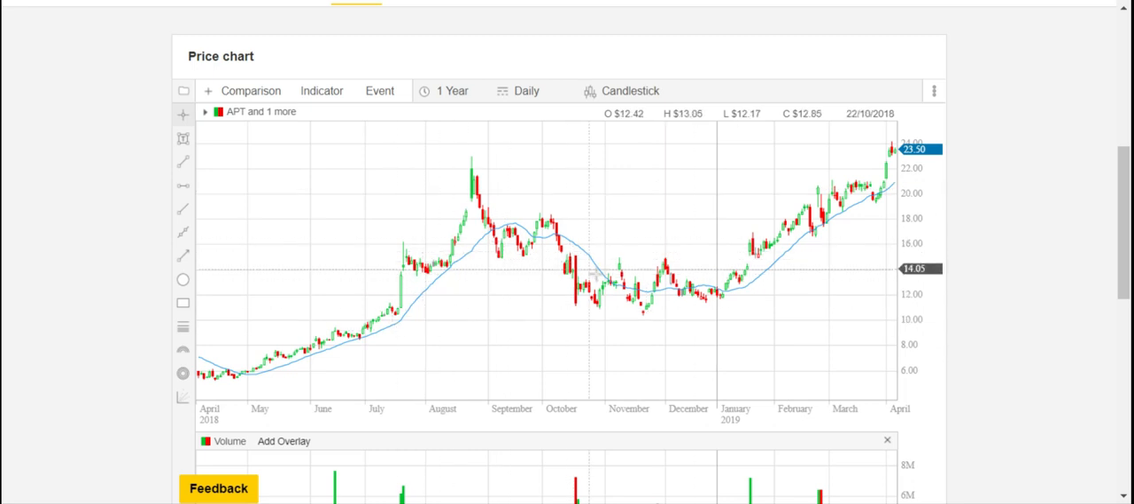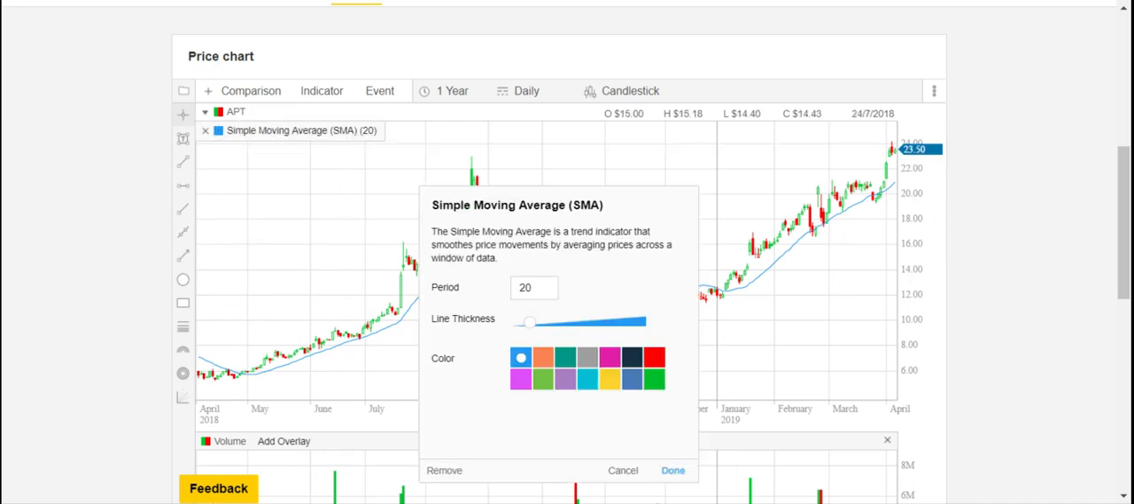And you can see there's a little blue line going through here. It took me a little while to realize where that was hidden. If you click on this little arrow next to APT, you can see it's a simple moving average. You can change the color, thickness, whatever you like. We'll keep it as a 20-day simple moving average.